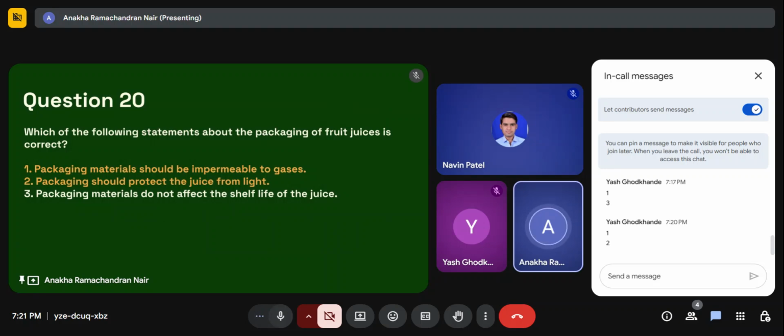And packaging should protect the juice from light, which is also correct, because light a lot of times can degrade color and nutrients, right? So it has to. If you see a lot of packages, behind them it will be written keep away from direct sunlight, and that is because of this. And option number three, which is packaging material does not affect shelf life of fruit juices, is incorrect. It does affect the shelf life of fruit juices.